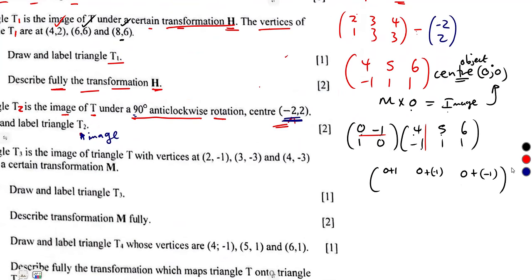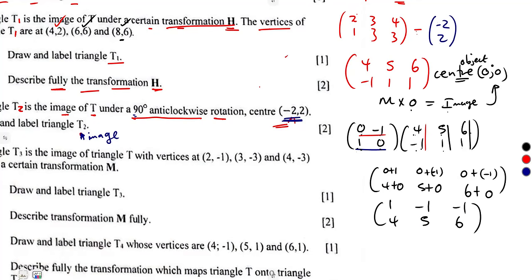Then we move on to this row. So that is 1 times 4, which is 4, plus 0 times minus 1, that's 0. 1 times 5, that's 5, plus 0 times 1 is 0. To this column, 1 times 6, that's 6, plus 0 times 1, that's 0. So we simply add: that's 1, 0 plus minus 1, that's minus 1, minus 1, 4 plus 0, 4, 5, 6. So this is what we have on the image, but take note, is the image of what?